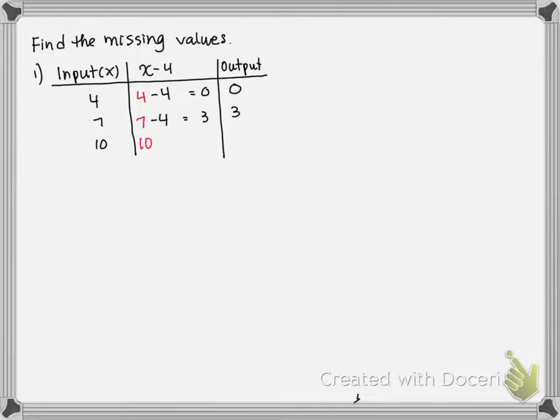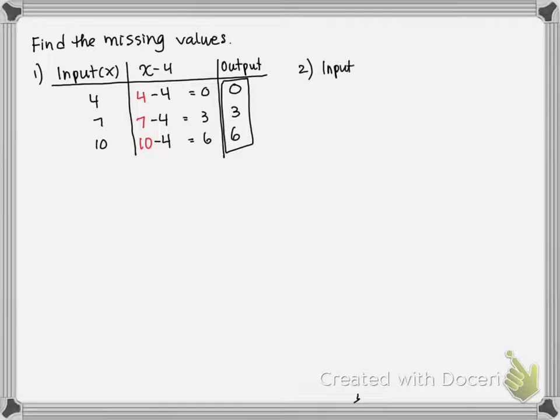All right, when I put in 10 into the rule, 10 take away 4 equals 6. So there's my output. So these are my output values, okay? And sometimes that's all they're going to ask you to do. All right, let's do one more like this, and then we're going to turn the tables.